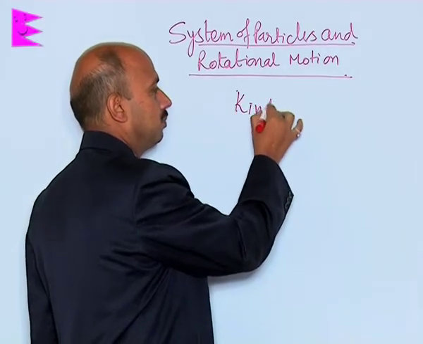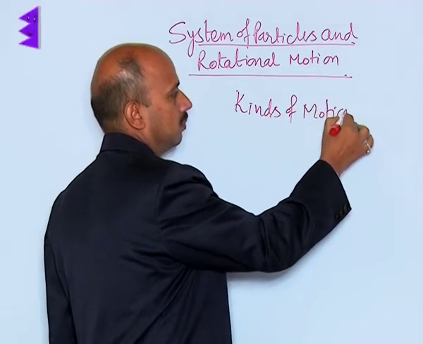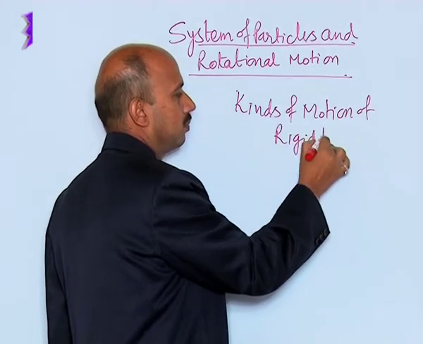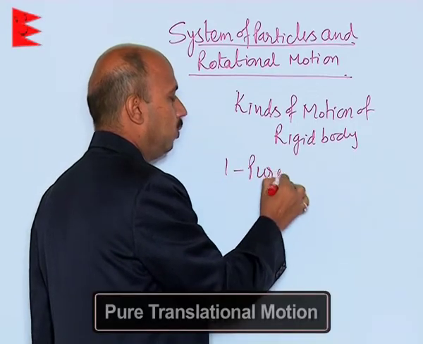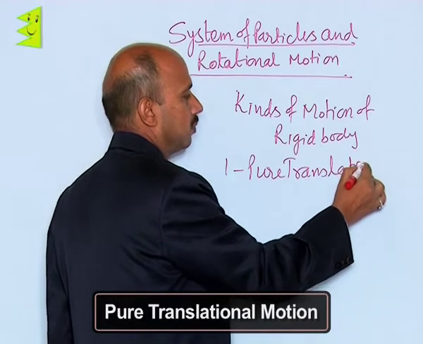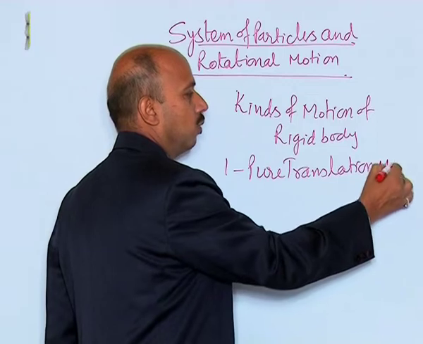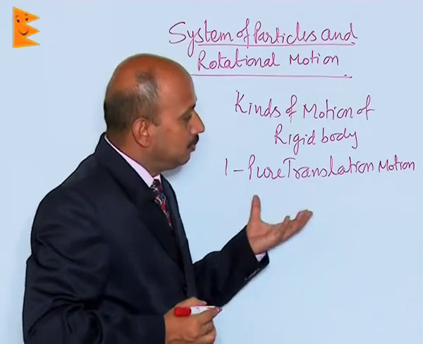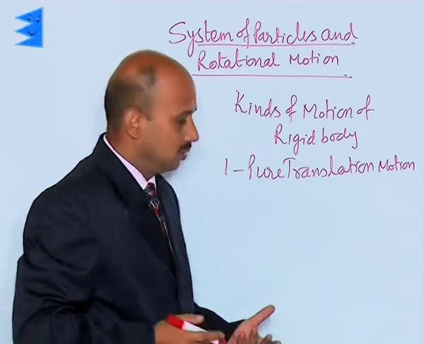So here, kinds of motion of a rigid body. First one is pure translational motion. See here, in pure translational motion, what happened here? Actually, each particle of the body at any instant has the same velocity.